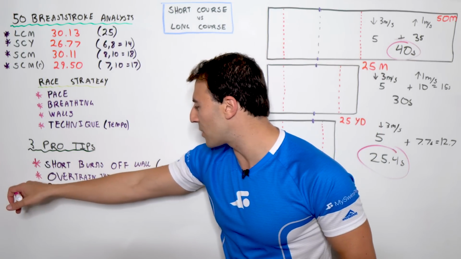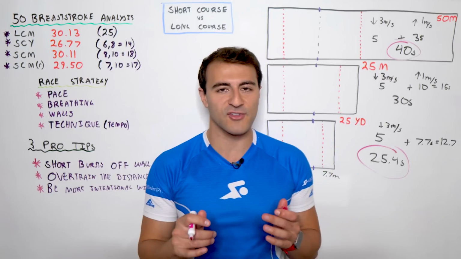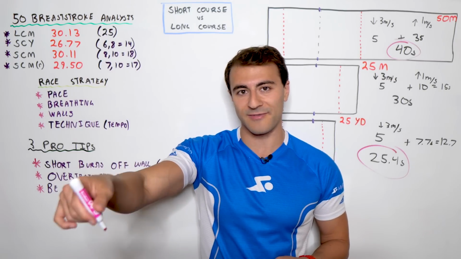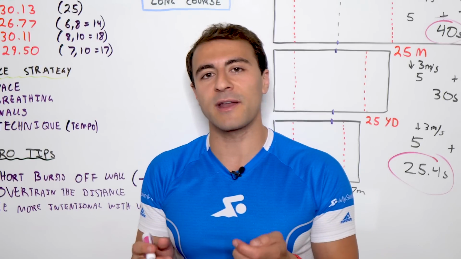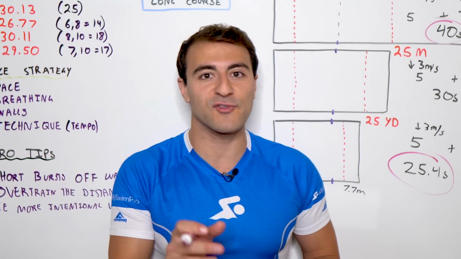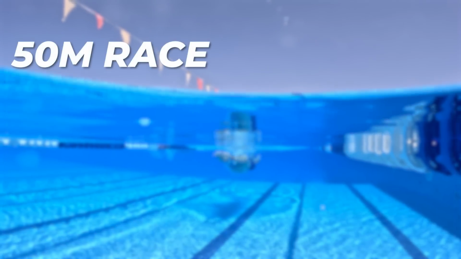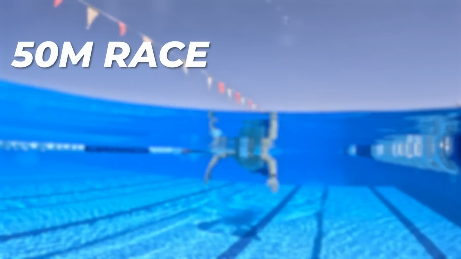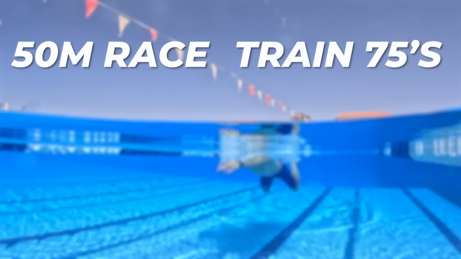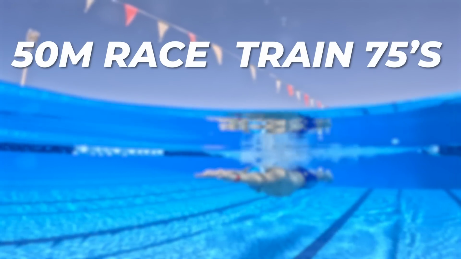Now, another pro tip is to overtrain the distance, especially if you're gonna swim in a long course event in a short course pool. So what you're trying to do is you're trying to swim a little bit more than your actual race distance. So if you're swimming in a 50-meter pool and that is the race you're going after, you might need to do 75s fast or do breath work that really trains you for a 75.